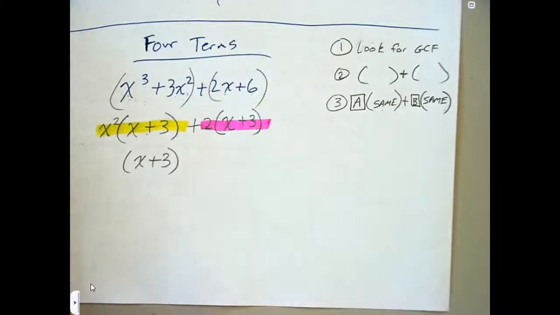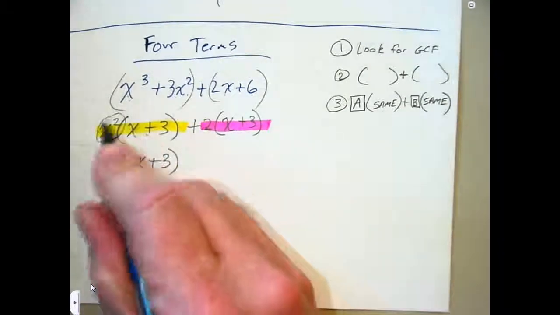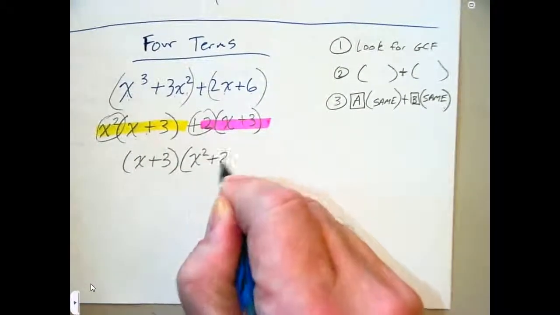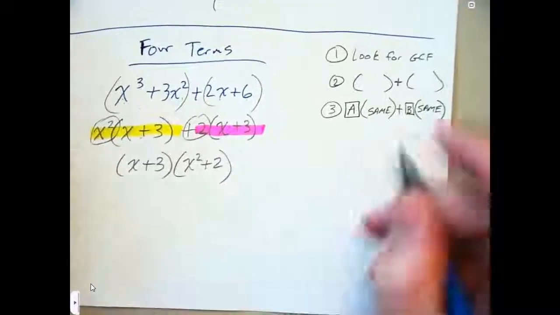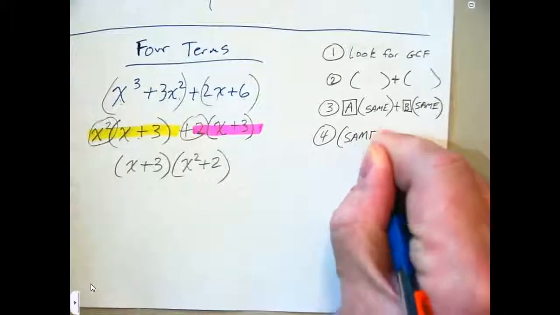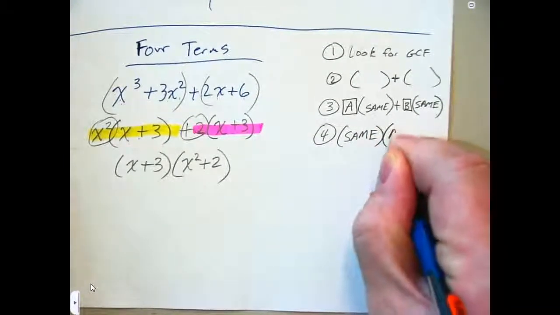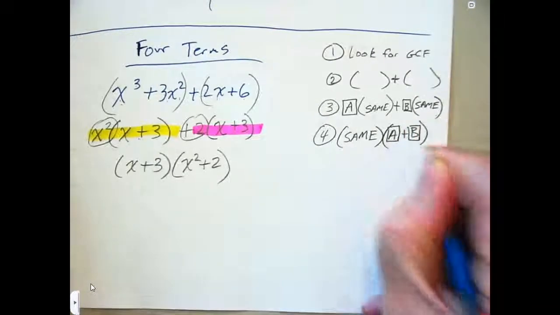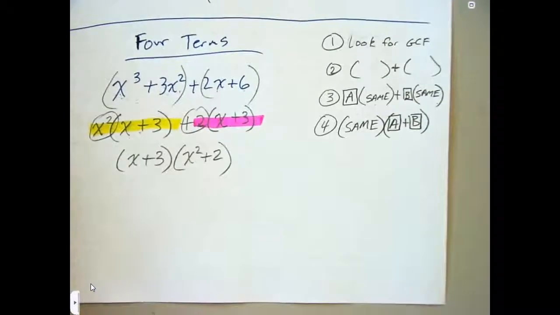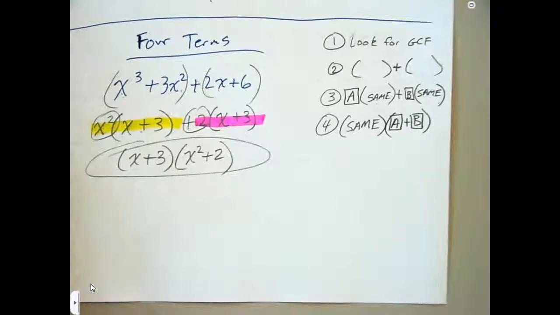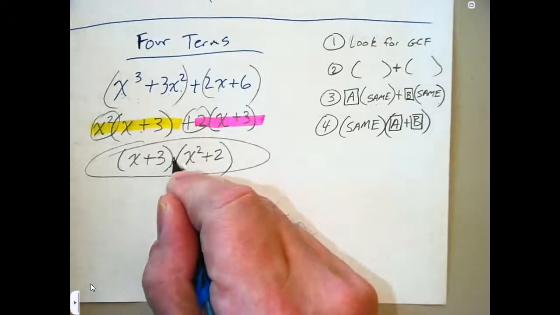Okay? What is left is x squared and 2. That goes in the other set. So if you think of it this way, if you're writing it in a picture format, you'd have same times A plus B. You have now factored it. We know we factored because now it's multiply in between and not addition.